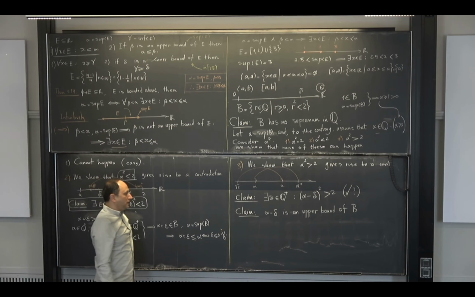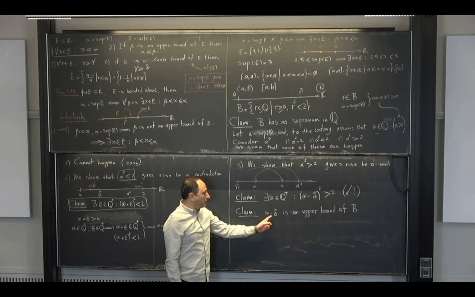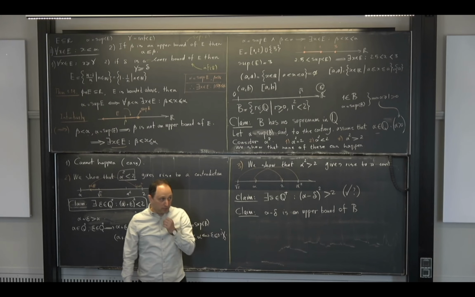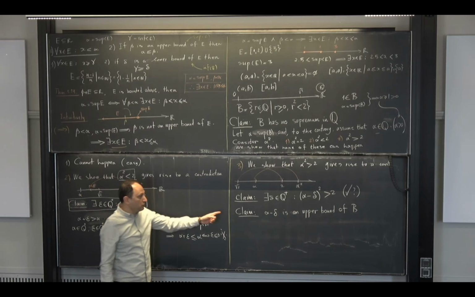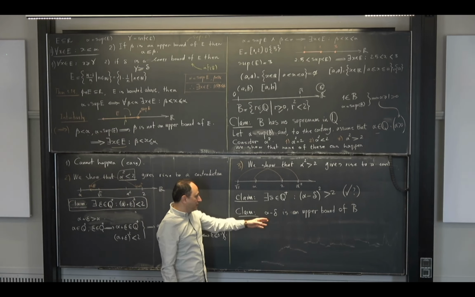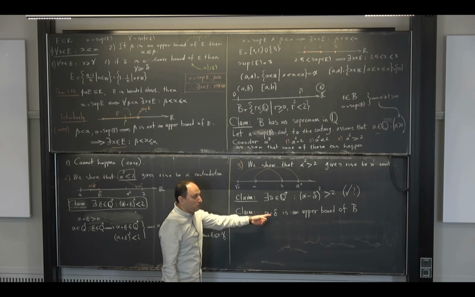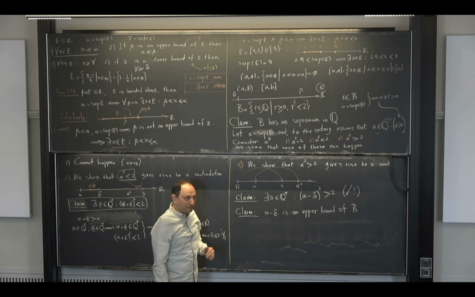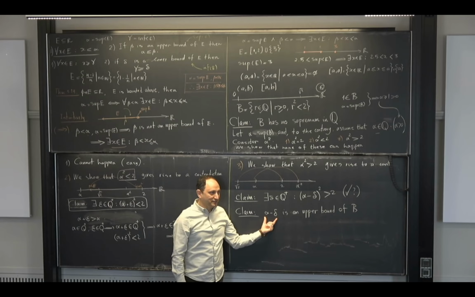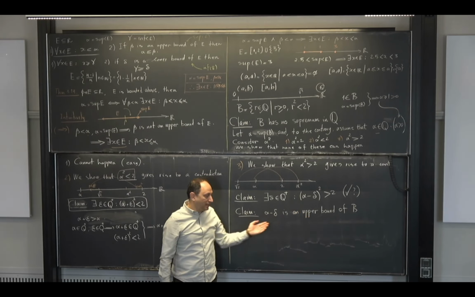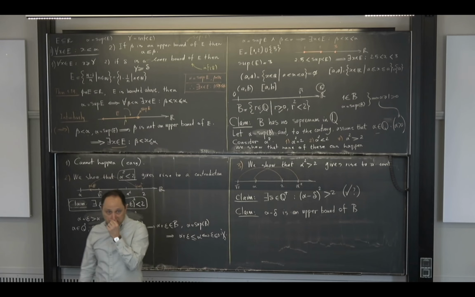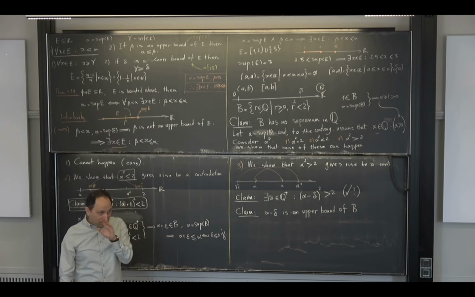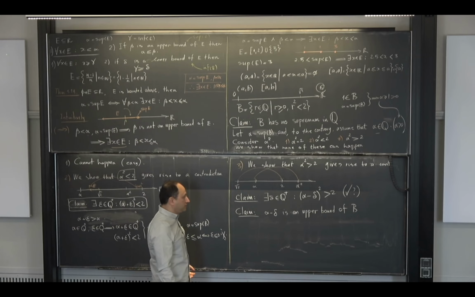But I want to claim another thing: that alpha minus delta is still an upper bound of B. Do you agree that this gives a contradiction? Yes. Because if I can show this claim is true, it is in contradiction with alpha being the smallest one, because I could find something smaller that is still an upper bound. Do you see that if I can prove this claim, then I have my contradiction? Is that clear for everyone? Okay.